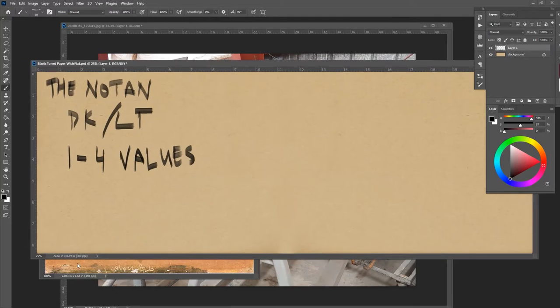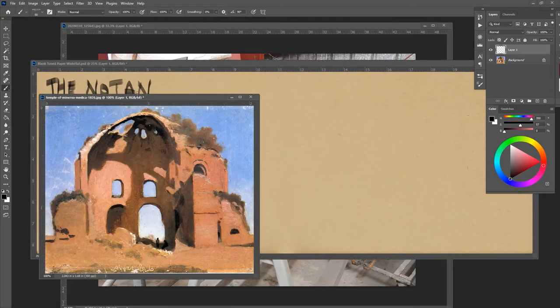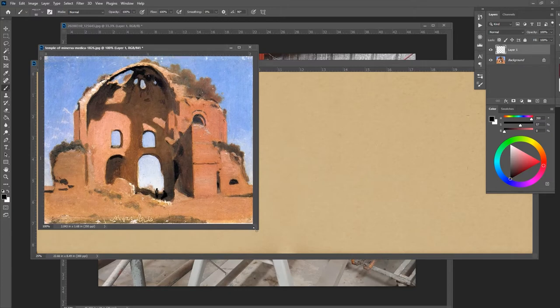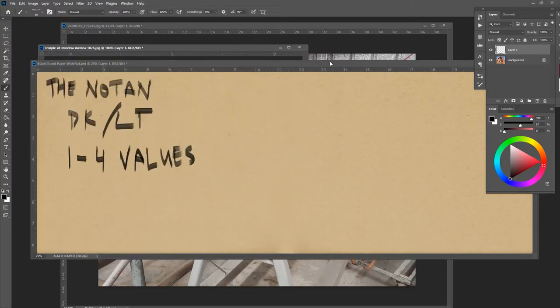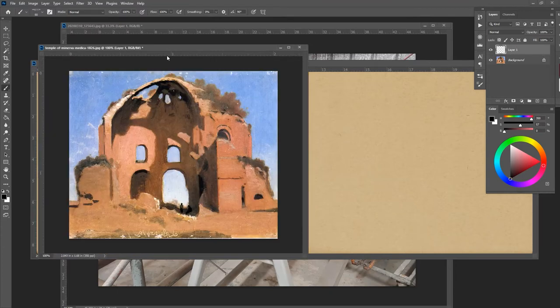So if we look at an example, this is a painting by Corot, C-O-R-O-T, who always had a strong sense of the Notan, even though they probably didn't call it that necessarily. The Notan is basically a strict division between light and shadow. So here it's pretty clear where the light and the shadows are.